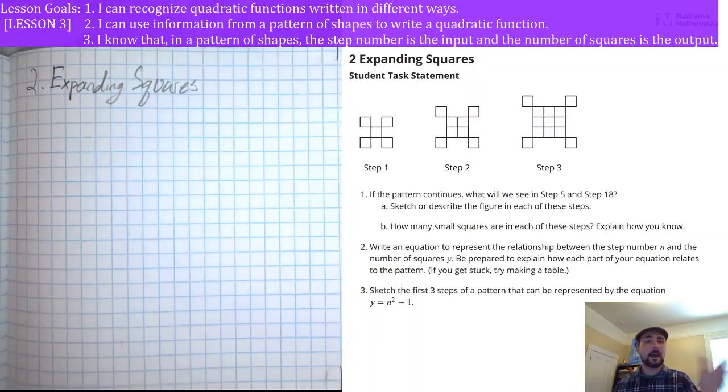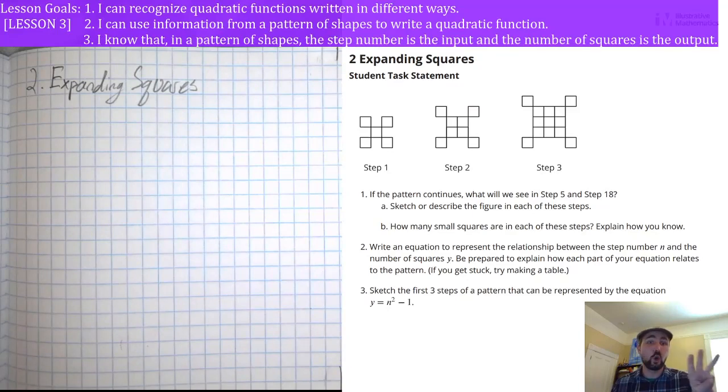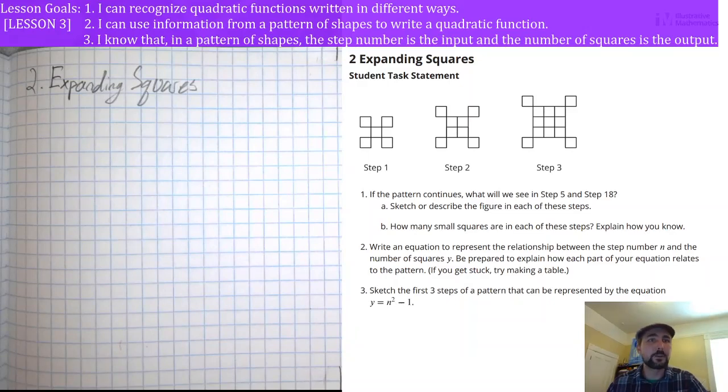Okay, so now it might be a good time to talk about the 3 lesson goals for this lesson. They're right up there. The first one is that I can recognize quadratic functions written in different ways. So we have to talk about quadratic functions, and if we don't know what that is, we should make sure we do by the end of probably this problem. And we want to focus on writing them in different ways. The second goal, I can use information from a pattern of shapes to write a quadratic function.